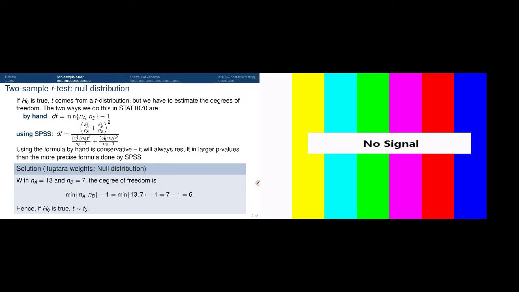So given that we're calculating this by hand, I suppose, the two different sample sizes are 13 and 7. So the minimum of those two values is 7 minus 1. So the degrees of freedom we would just use is 6. Okay, so if the null is true, our test statistic should follow a T distribution with 6 degrees of freedom.